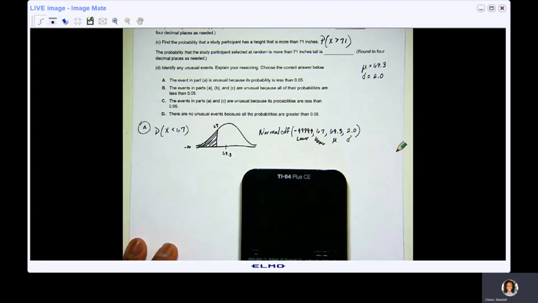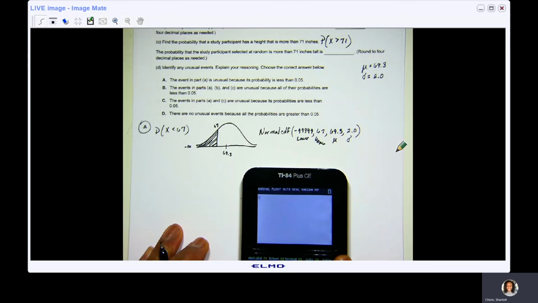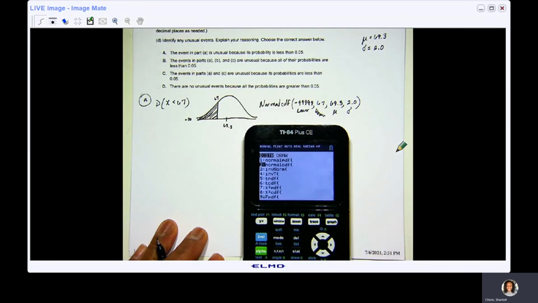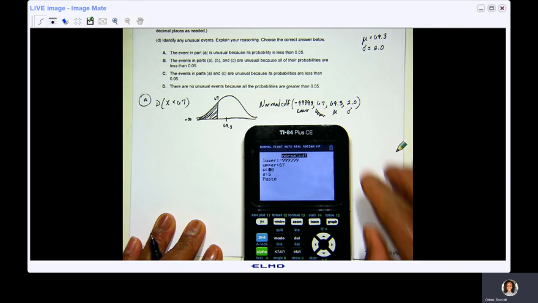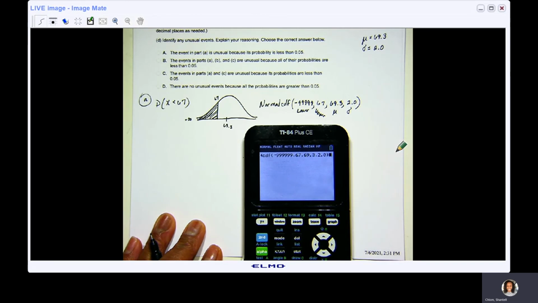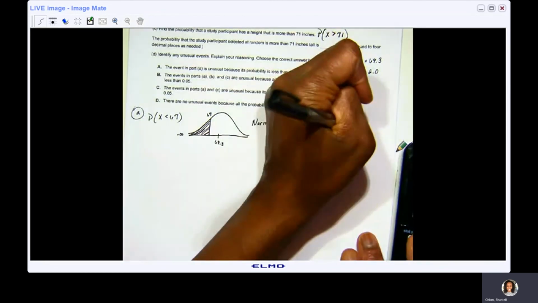All right. And I'll go ahead and put that in. So I would use second VARS, normal CDF. My lower bound is negative infinity. I got that in, so I would press negative 99999. My upper bound is 67. My mean is 69.3 and my deviation is 2. And then I would hit paste. And there it is. I have a probability of 0.1251, rounding that to 4 decimals.